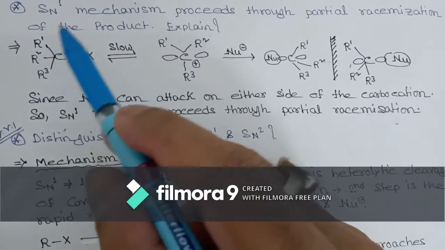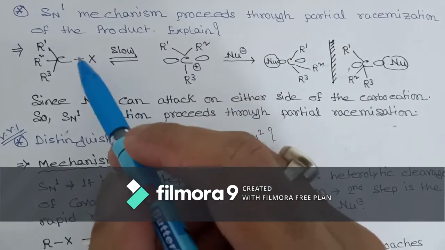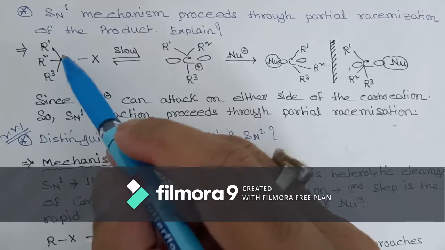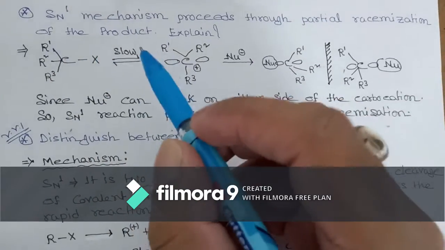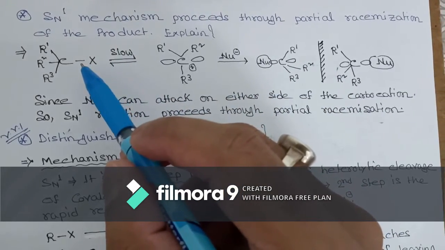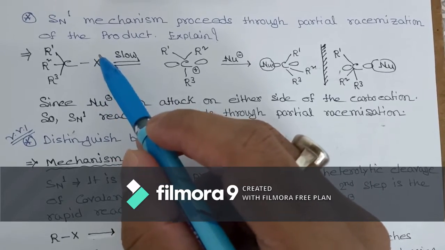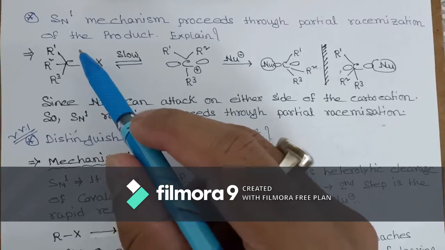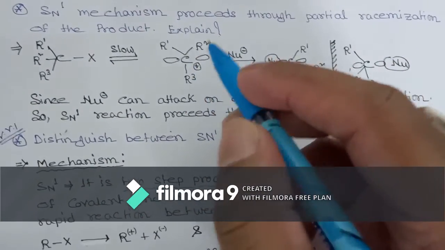See, this is our substrate. This is a 3 degree alkyl halide. Why 3 degree? Because this carbon is connected to 1 carbon, 2 carbon and 3 carbon. That's why this is a 3 degree alkyl halide. In the first step of SN1, there will be cleavage of this bond, so this electron will go to this one. So X will have a minus charge, and there will be formation of a plus charge. A plus charge on carbon is called a carbocation.